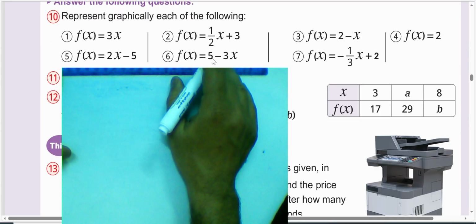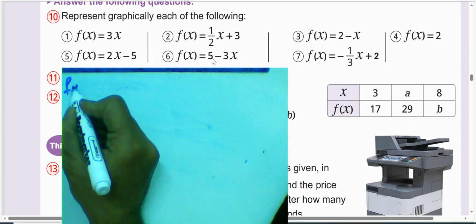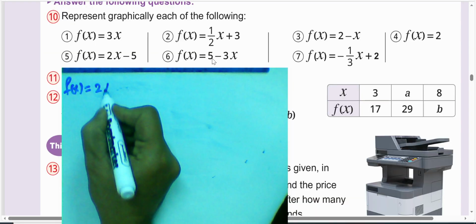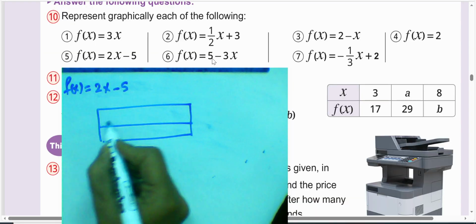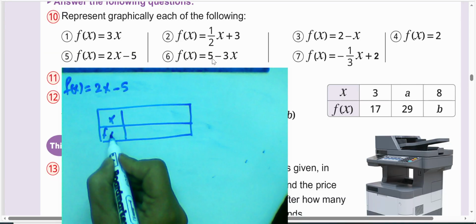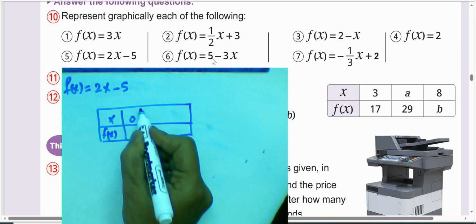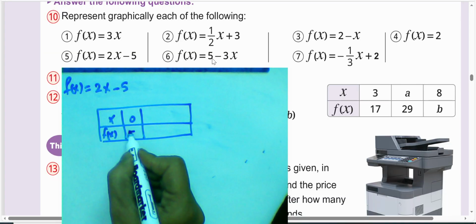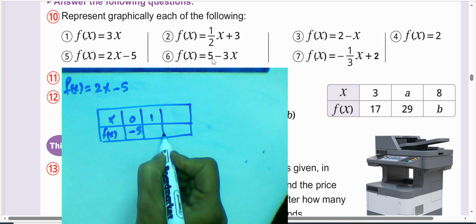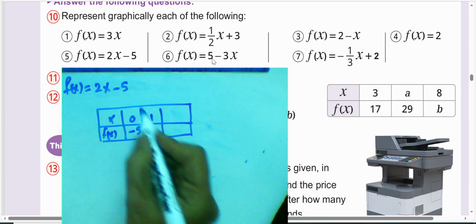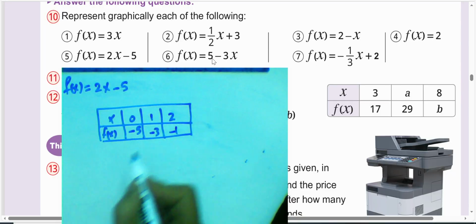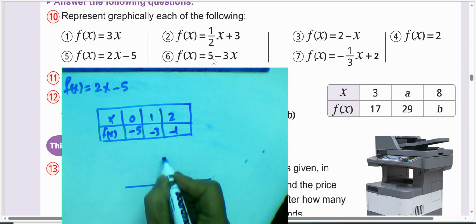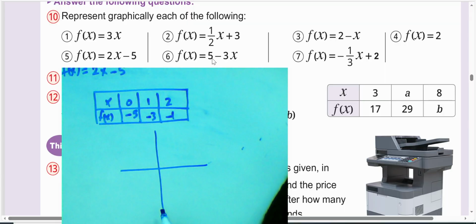F of x was equal to 2x minus 5. We have x and f of x. Put x equals 0, 2 times 0 is 0, minus 5 to be negative 5. Put 1, 2 times 1 is 2, 2 minus 5 negative 3. Put 2, 2 times 2 is 4, 4 minus 5 negative 1. And then we draw a straight line like this. We have here an increasing function.